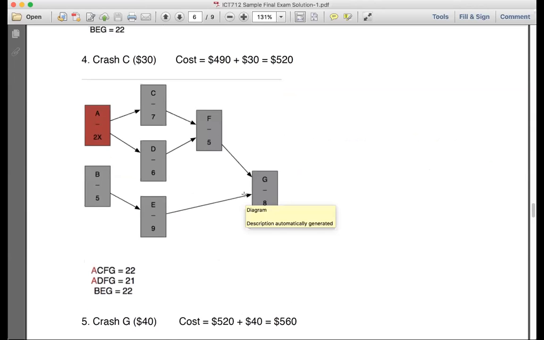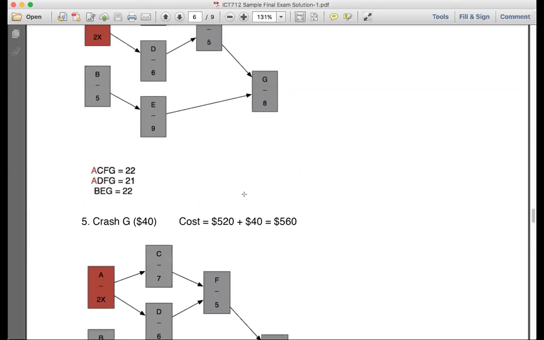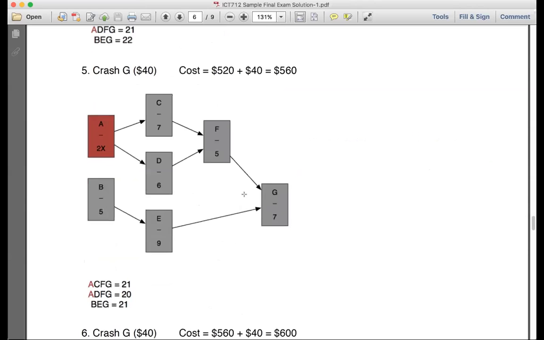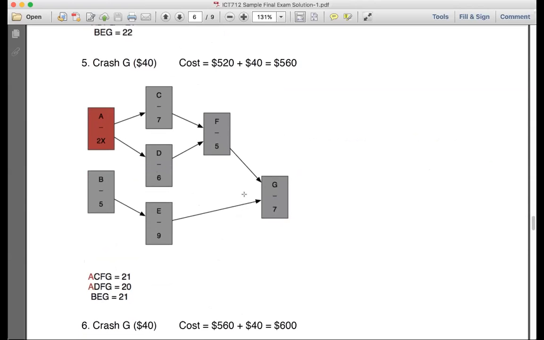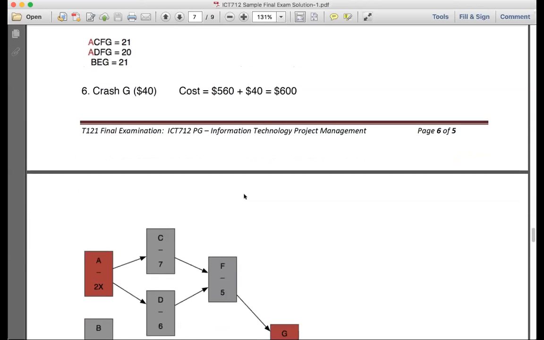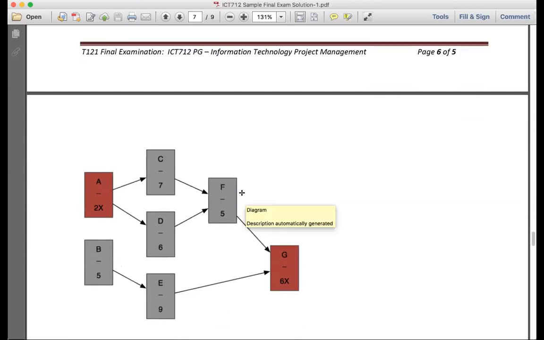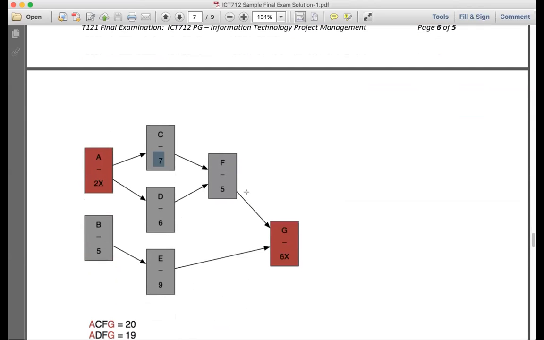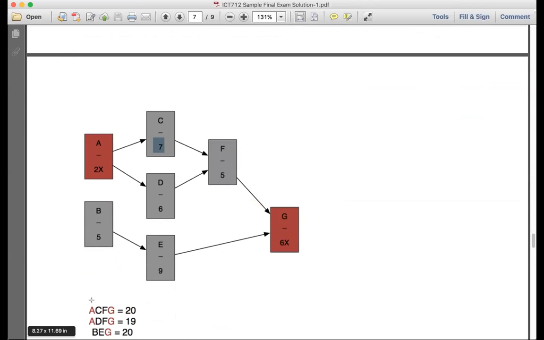And we haven't crashed it here. How many times can we crash C? Is it one time? 2 times. In that case, we can take it. We can only crash E. So we can crash C in this example. So we will crash C, which is going to be $30, 630, and we're going to crash E, which is going to be $60. Yes, sir. 690.